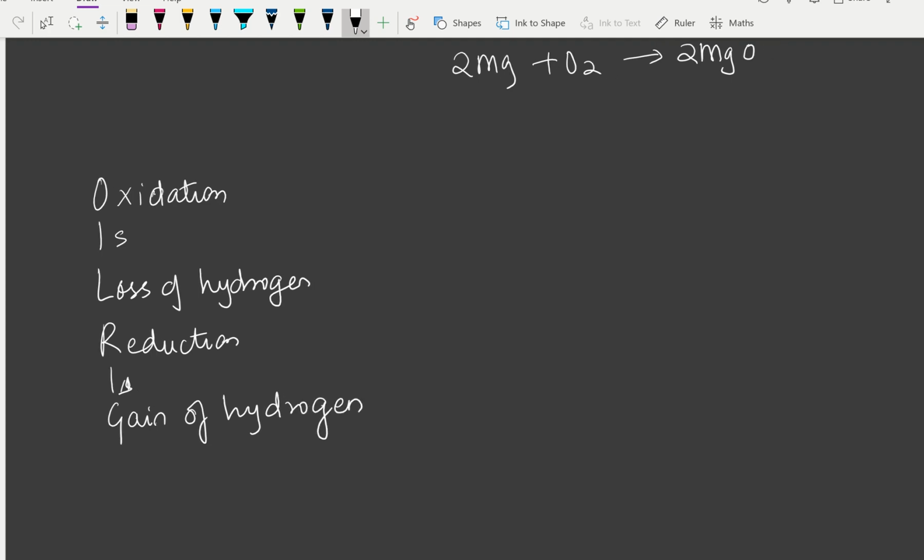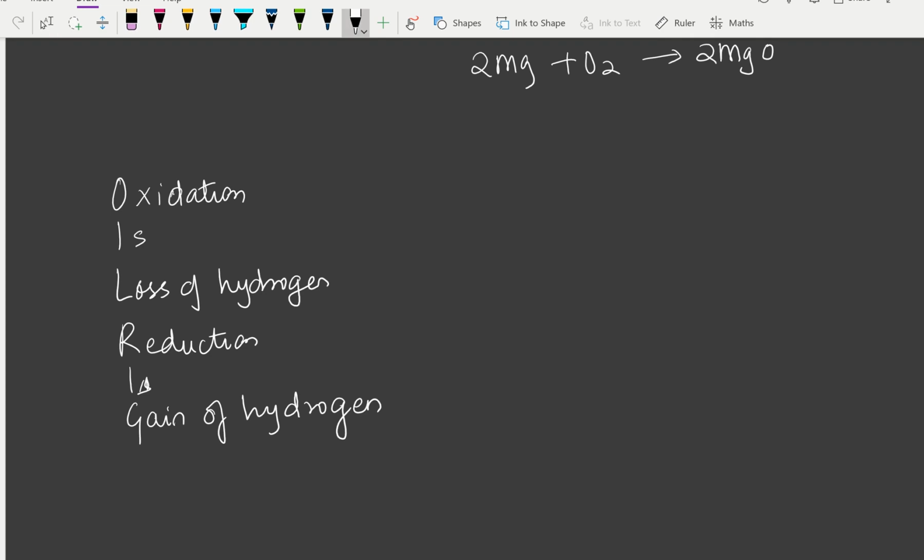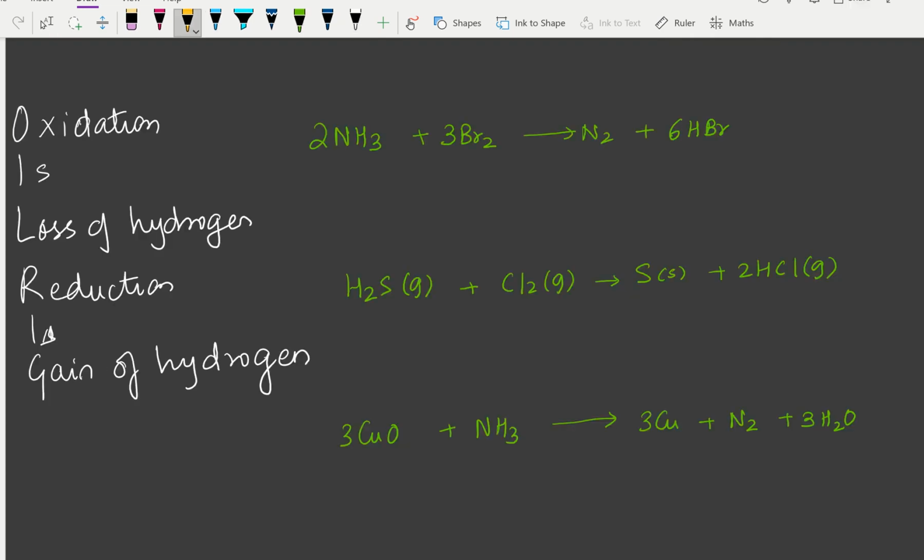Now I'll explain with the help of examples. Here I have taken 3 examples to explain the concept. Just remember once again that oxidation is loss of hydrogen, reduction is gain of hydrogen. Now in this case 2NH3 plus 3Br2 gives you N2 plus 6HBr. That is your balanced equation for the reaction between ammonia and bromine gas.